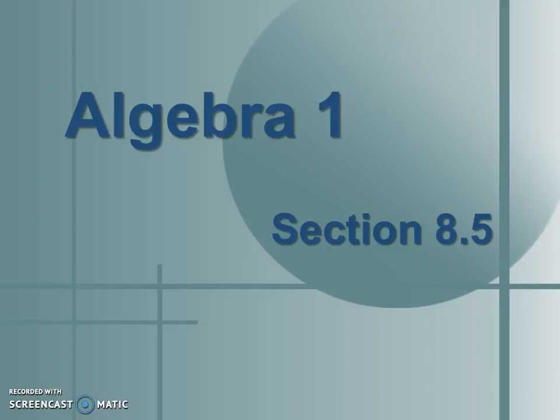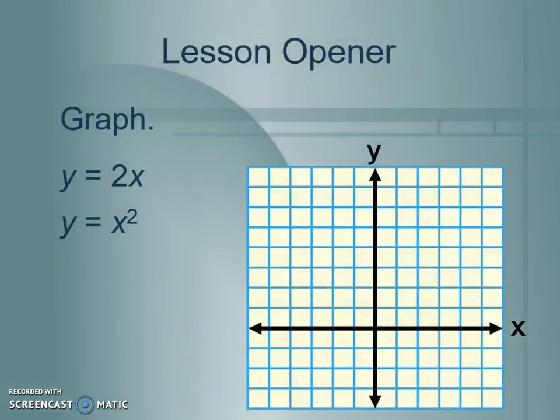Section 8.5 covers exponential functions. It starts on page 350 in your textbook. So, to get started, first thing we're looking at is a review of how to graph a couple of simple equations. So first we have y equals 2x.